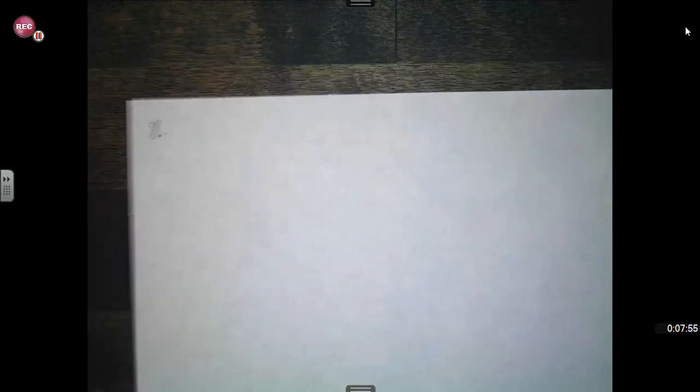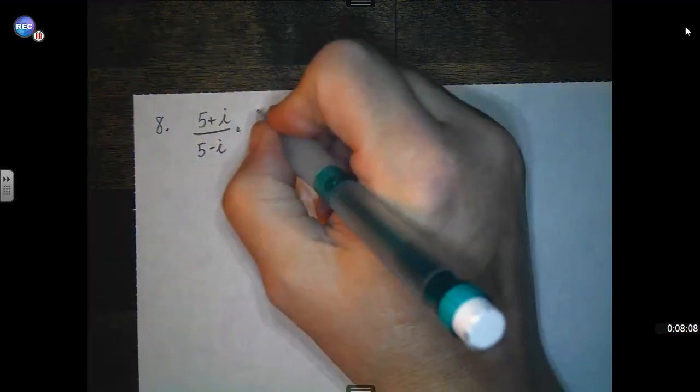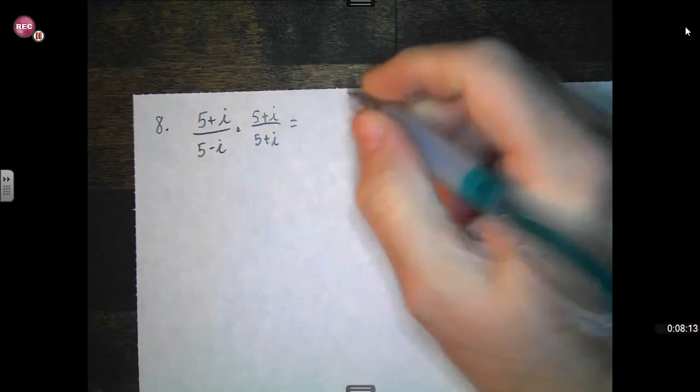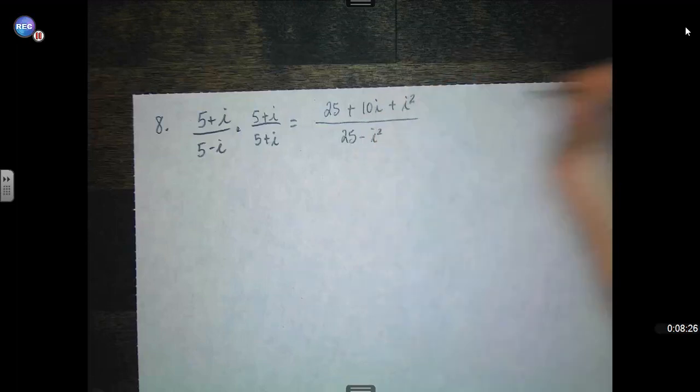And number 8, we have 5 plus i over 5 minus i. To rationalize the denominator there, we multiply by the conjugate, top and bottom. So that's 5 plus i over 5 plus i. That works out kind of well in the numerator. I get 25 plus 10i plus i squared. In the denominator, I get 25 minus i squared.